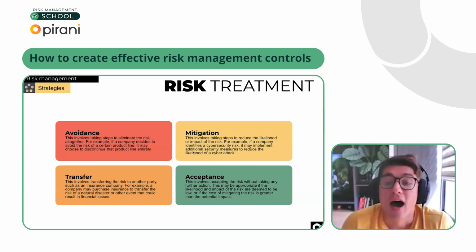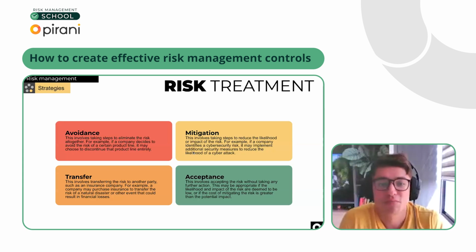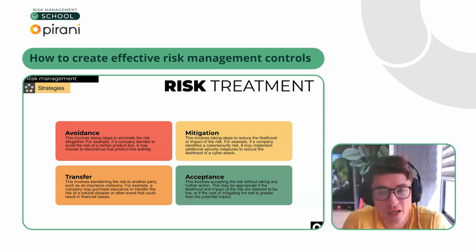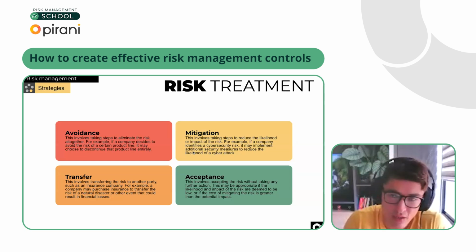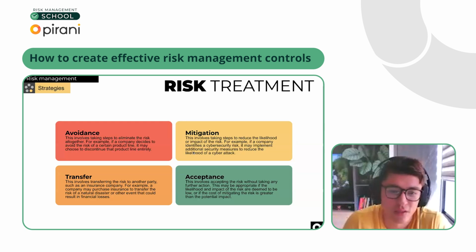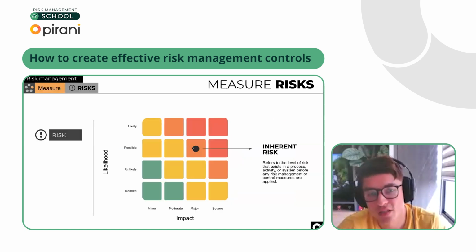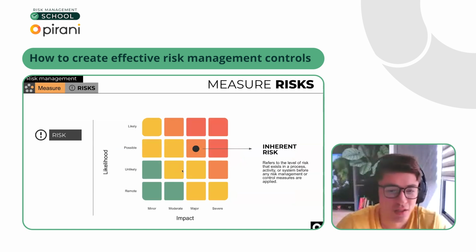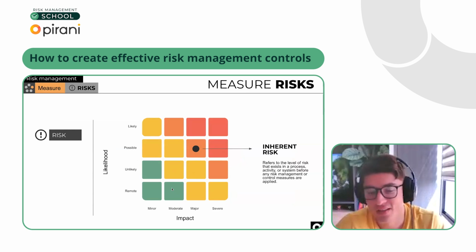Again, right? Another risk treatment is mitigation. And we're going to focus on mitigation today, because mitigation involves taking steps to reduce the likelihood or impact of the risks. For example, if a company identifies a cybersecurity risk, it may implement additional security measures to reduce the likelihood of a cyber attack. It's basically that if the risk is orange, I can put controls or do anything to mitigate that risk and maybe move from orange to yellow or to green. That's mitigating the risk. And we're going to talk about this in this session, right?